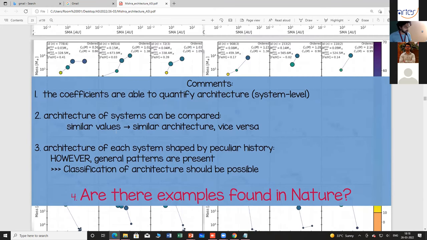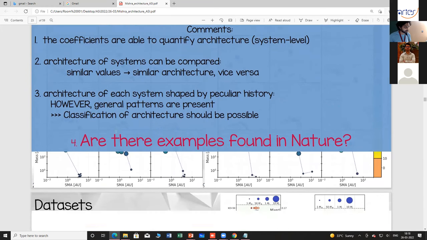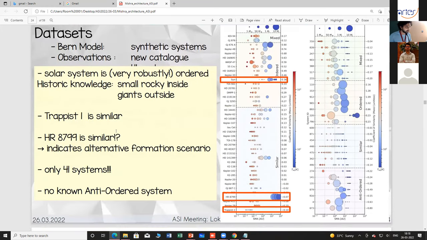And of course, the question was, does this framework also work for nature? So I sat down for 2 months and created a catalog of observed multiplanetary systems. This is shown on this diagram on the left over here. And I highlighted some of the famous planetary systems. Here is the solar system. And the solar system's architecture is ordered. It has small rocky planets on the inside and very massive giant gaseous planets on the outside. So the framework automatically captures the historic knowledge we have that the solar system is ordered.